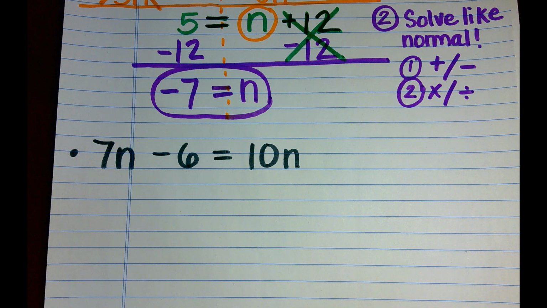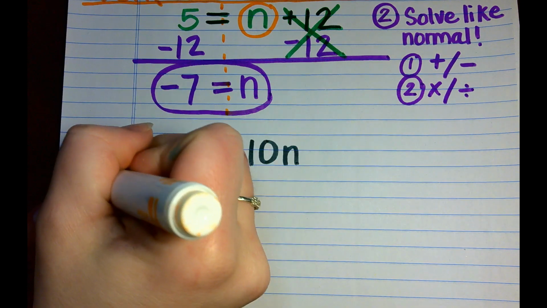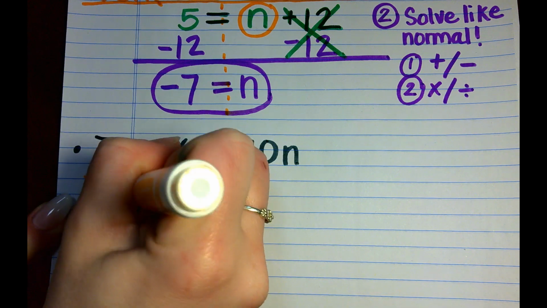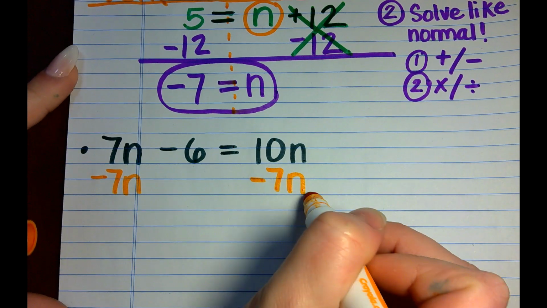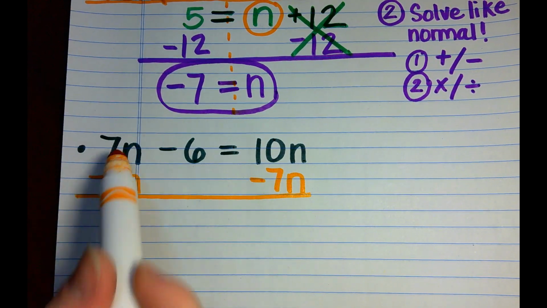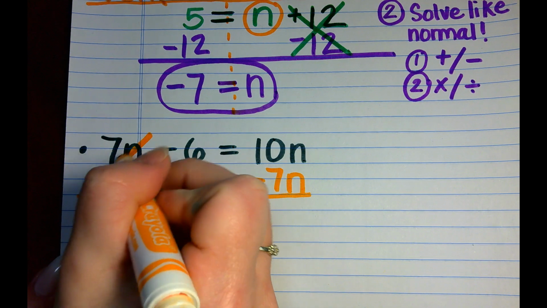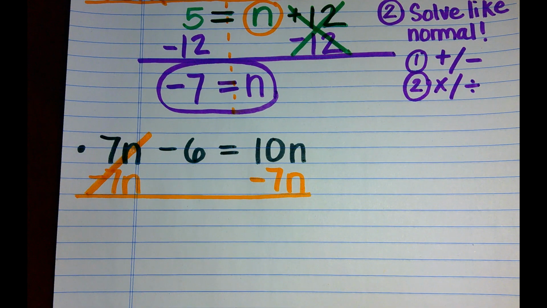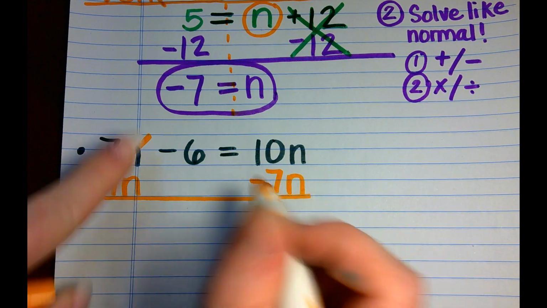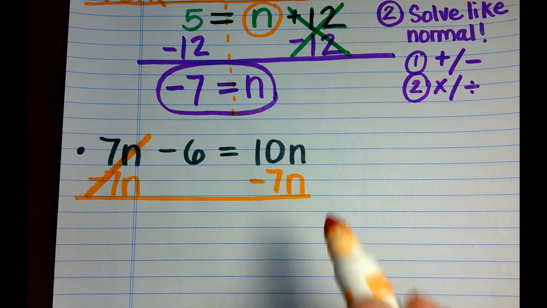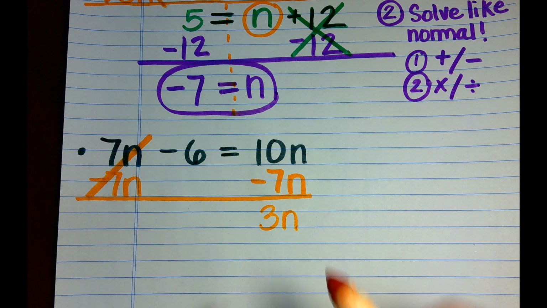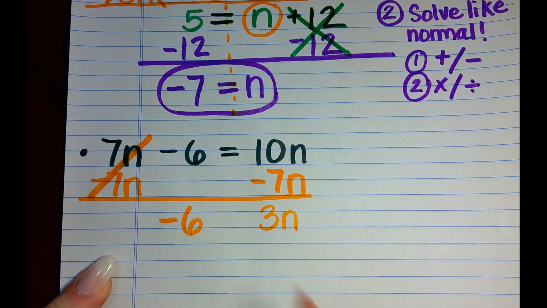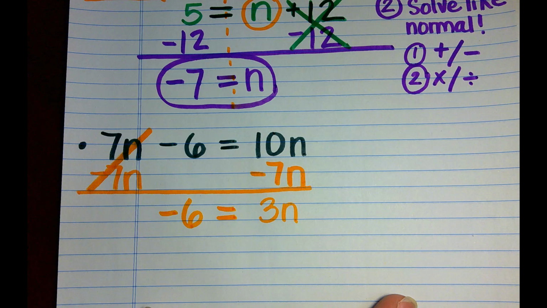Yes. 7n, put under 7n and 10n. Yes. We are getting rid of 7n on both sides. Perfect. Then we'll draw a line. And then what happens to my 7n's? Cancel. Good. Now what? 10 minus 7. We're going to do both of those things. We're going to bring the negative 6 down, and we're going to do 10n minus 7n, which is 3n. And now we'll bring down that negative 6. And we'll bring down our equal sign.